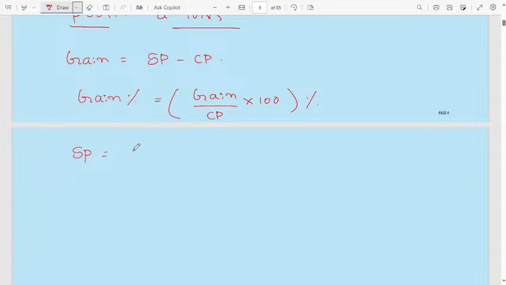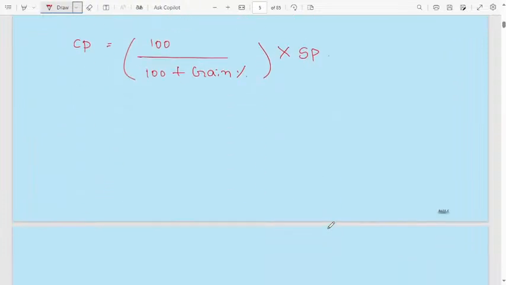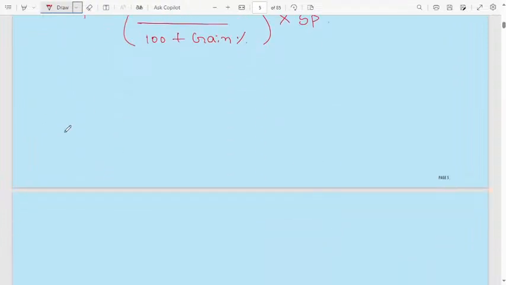Selling price is 100 plus gain percentage divided by 100 into CP. Then next one, if you want to find CP, it is 100 divided by 100 plus gain percentage into selling price. If they are asking about loss, I will give the formulas for loss.